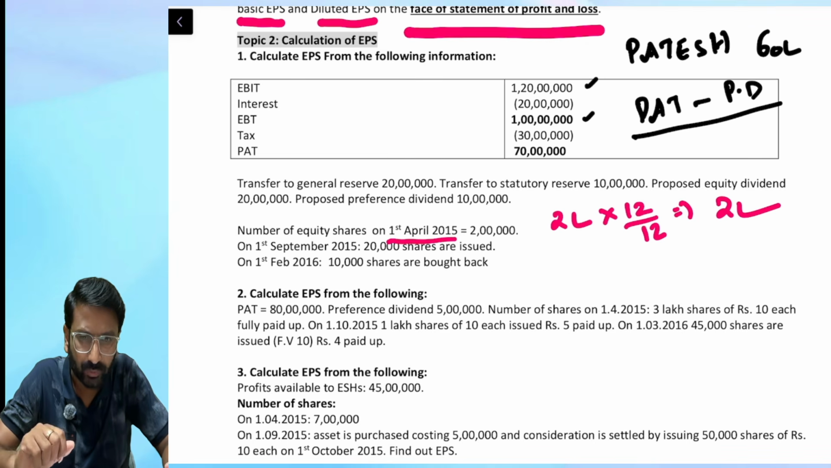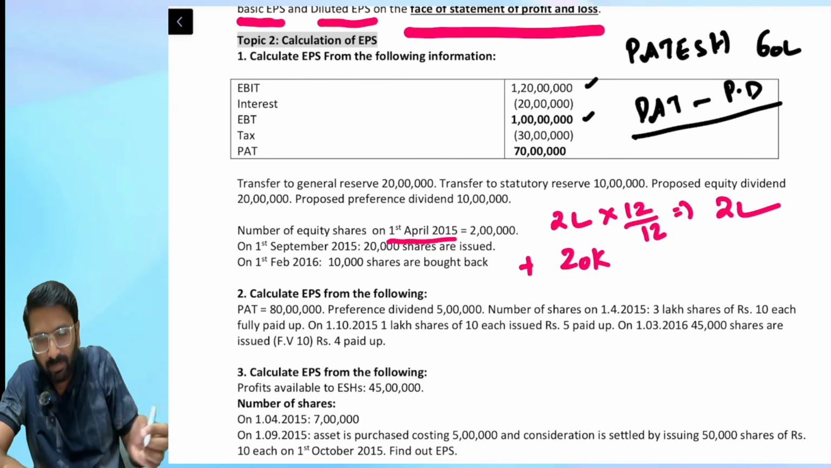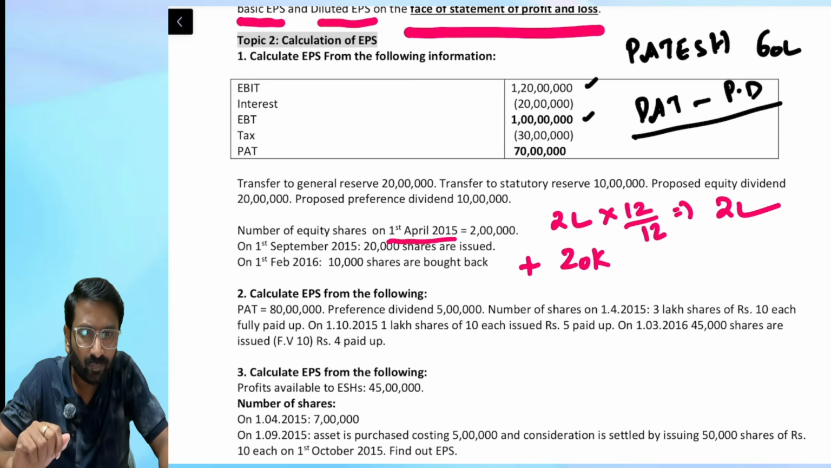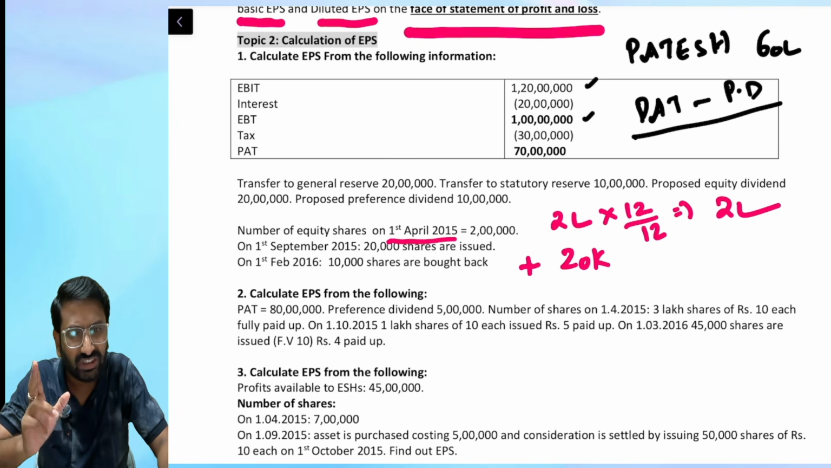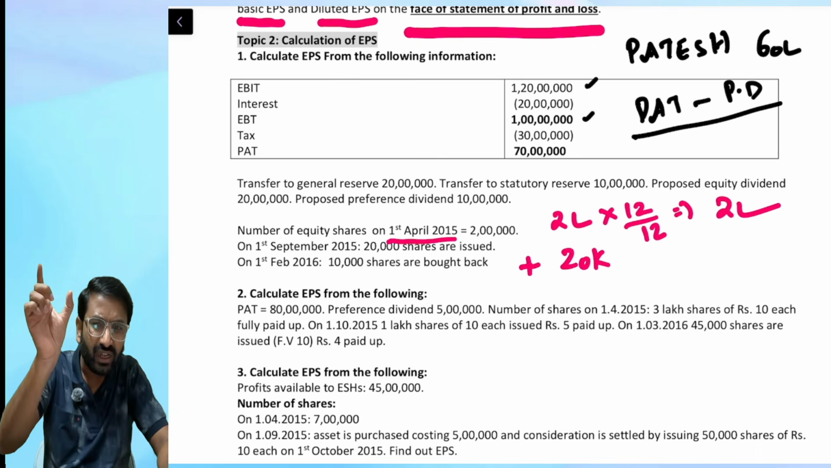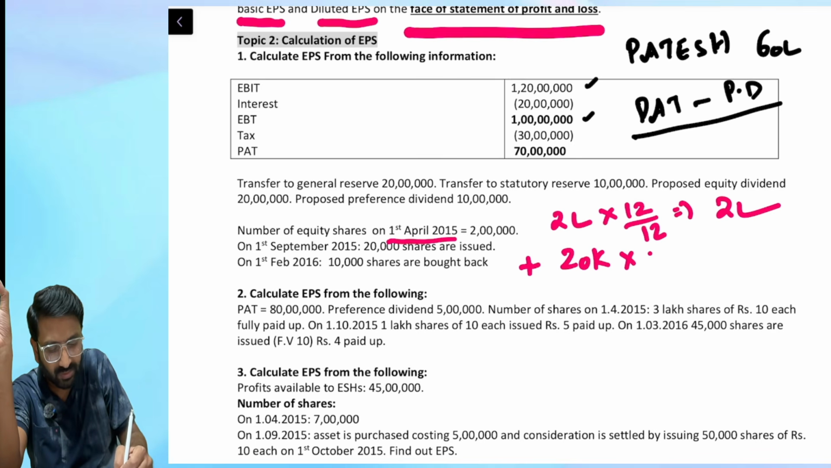20,000 shares were issued. So I'm issuing 20,000 shares and I will add that. But when am I issuing them? 1st of September. Which means these shares are not there for the entire year. They are there only for 7 months, correct? They are not there for April, May, June, July, August. So during the year, the 20,000 shares were outstanding only for 7 months. So I'll take 20,000 into 7 by 12.